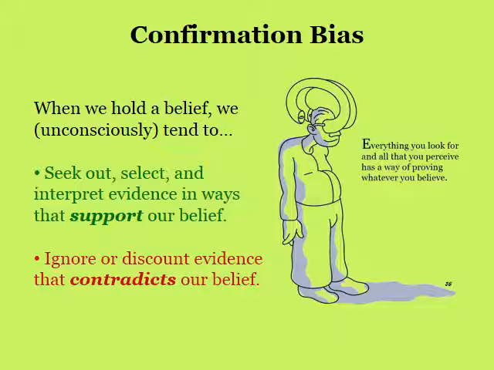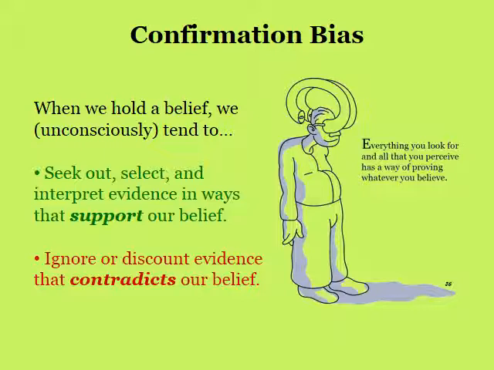Because they're going to, without realizing it, focus on evidence that their candidate is the better candidate and ignore any faults in their candidate. In other words, their brain has a filter that filters out information that disagrees with our beliefs and filters in information that supports our beliefs. So this cute little cartoon on the right-hand side kind of illustrates that, right? Everything you look for and all that you perceive has a way of proving whatever you believe.